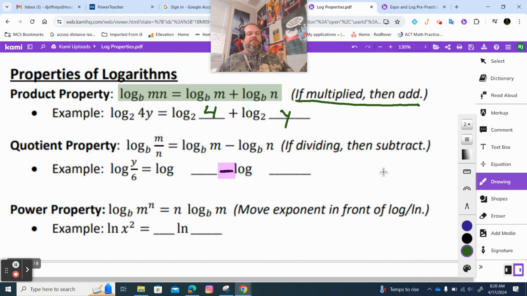Basically, it's saying we have two things that are divided. Log of two things divided. It's the log of the top minus the log of the bottom. So our example, log of y over 6. Well, this becomes log of y minus log of 6.